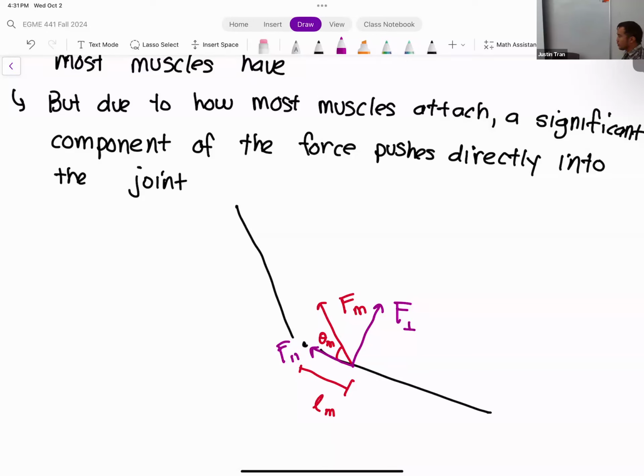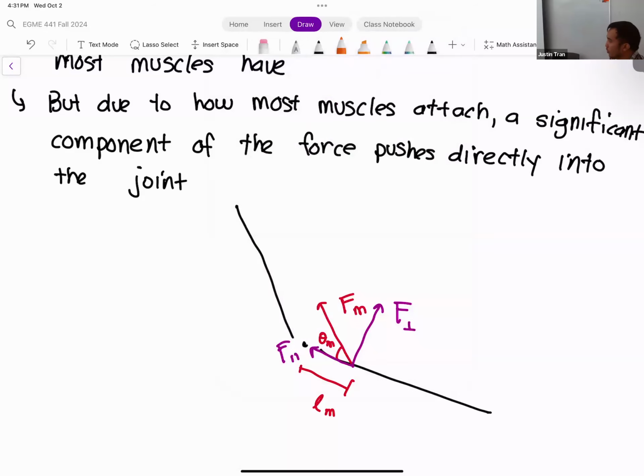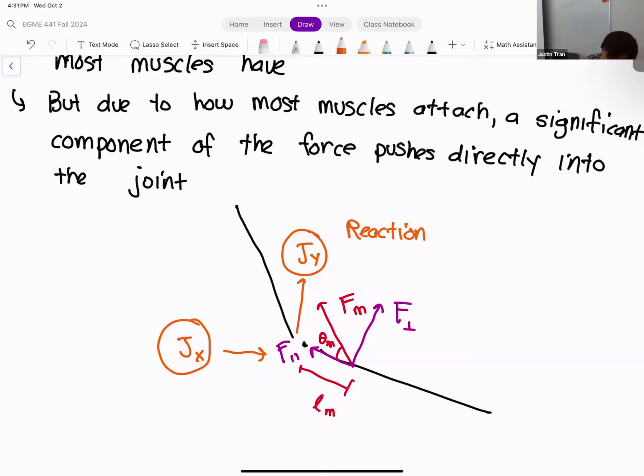If you look at this force right here, the way it's pointing, it pushes the body segment back into the joint. Now we know from Newton's laws that whenever you have a force, there's always an equal and opposite reaction force as well, and we've computed those as well. In order for this entire system to be balanced statically, there have to be some reaction forces at the joint, Jx and Jy.